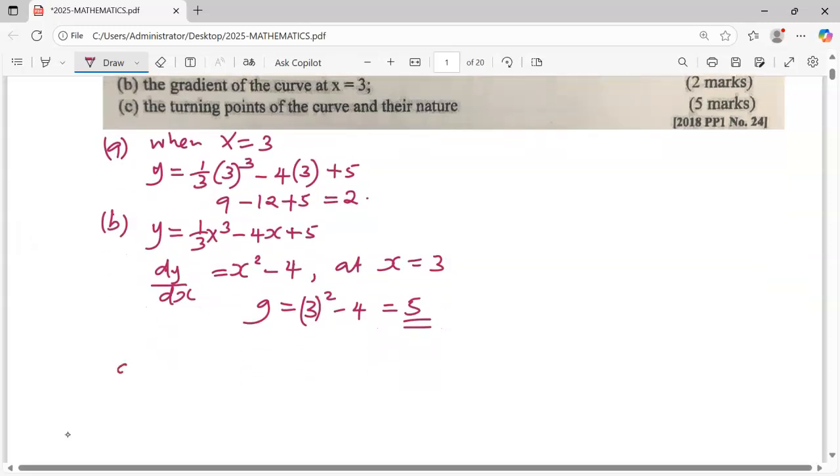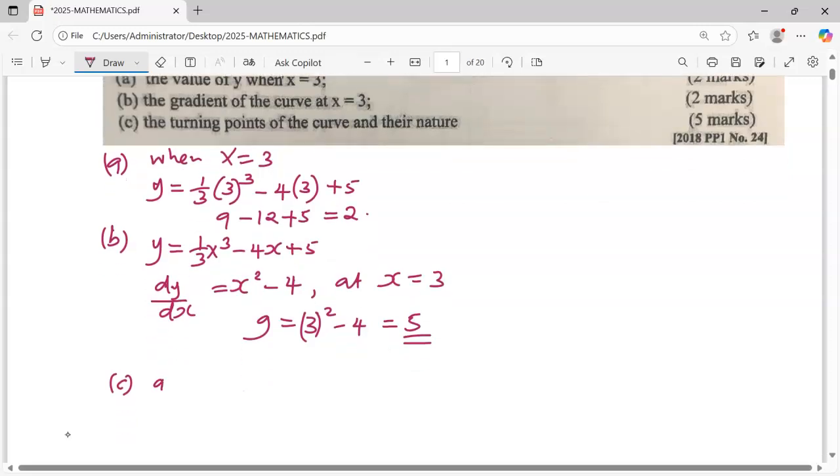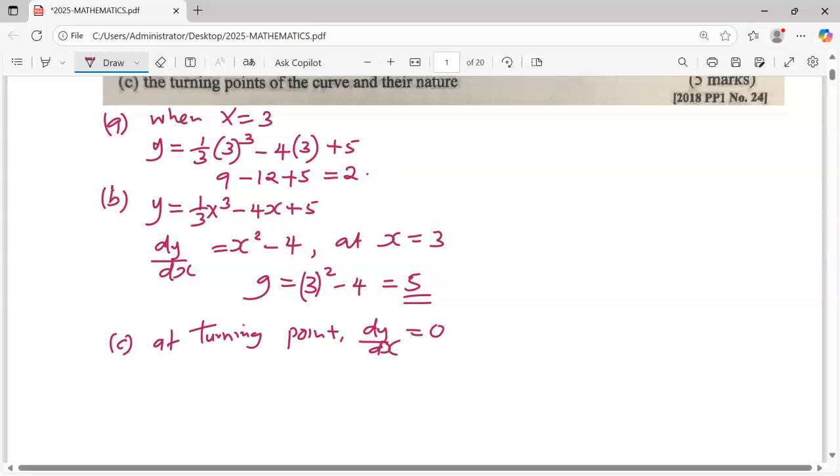Then we go to C, and in part C, we are being told to determine the turning points of the curve and their nature. How do we determine the turning points? We know for a fact that at turning point, the dy over dx of any function will always be equal to 0. So what we are going to do, we are going to pick the dy over dx and equate it to 0 so that we can get the values of x, which we are going to use to get the values of y.